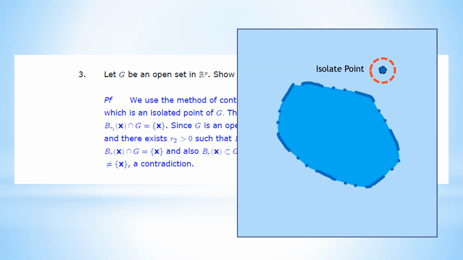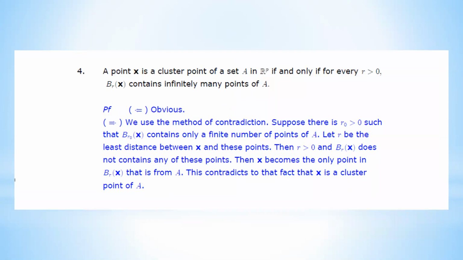So that's number three. Now let's look at number four. Number four is about a cluster point, or a point of accumulation. By the definition, a point X is a cluster point if every ball surrounding X carries some point in A which is different from X itself. Okay, it carries another point in A. So here, what we're trying to show is that a point is a cluster point if and only if every ball contains infinitely many points of A.